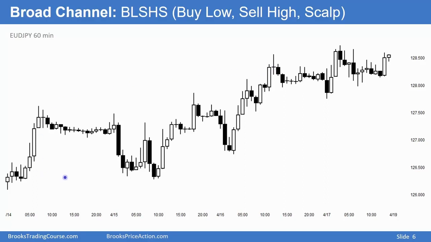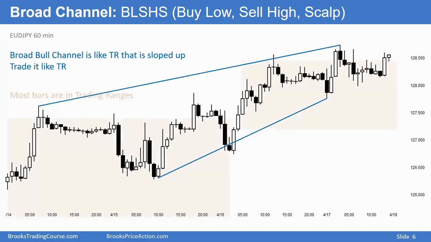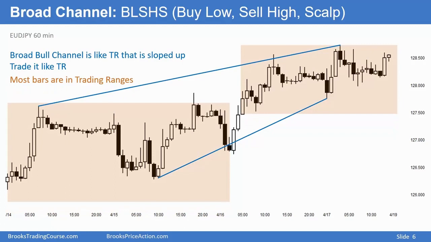A broad channel like this, to me, is basically a trading range that's sloped upward, and you can trade both as a bull and as a bear. But because it's a bull trend, in general, it's easier to make money buying. It's also a pair of trading ranges. We had a trading range and then a breakout and another trading range. And that's often the case. That's usually the case whenever the market's in a broad channel. It's usually also spending a lot of time in trading ranges.